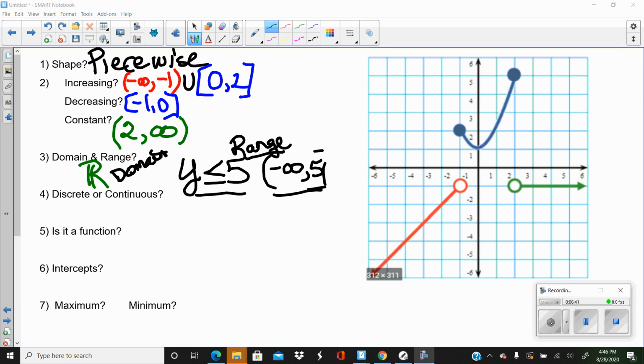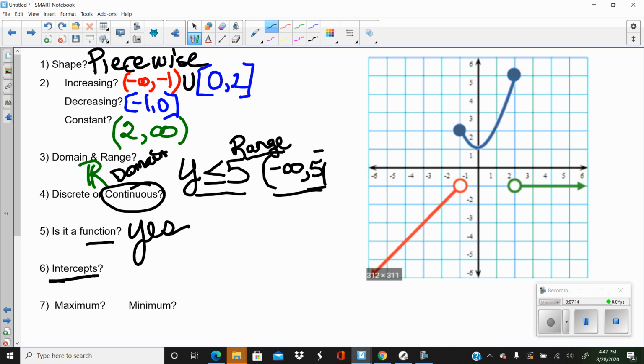The next question is, is this discrete or continuous? Even though we have a break, there is a special name for the break we have from the red to the blue, and again from the blue to the green. Because we do not have individual points, we are going to call this a continuous graph. You would not pick up your pencil as you're drawing. Is it a function? We already talked about the fact that yes, it's a function, because this little guy is not included and it passes the vertical line test. So yes, this is a function.